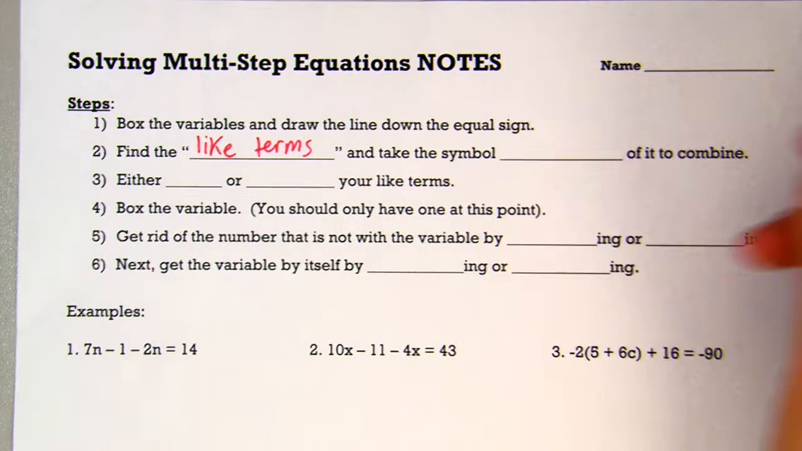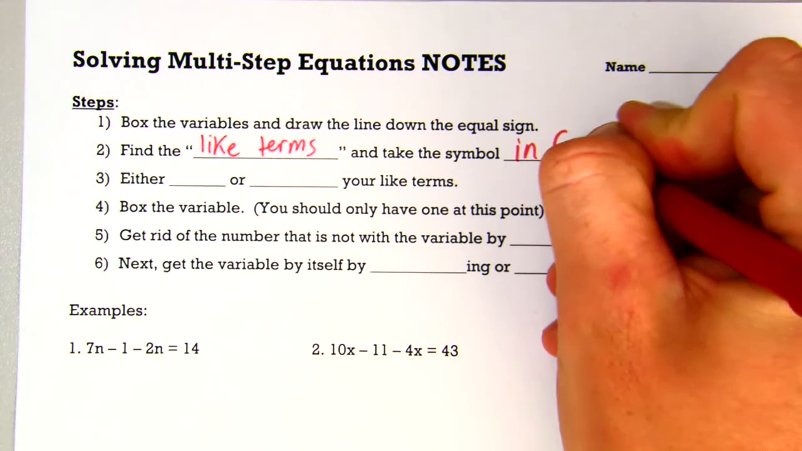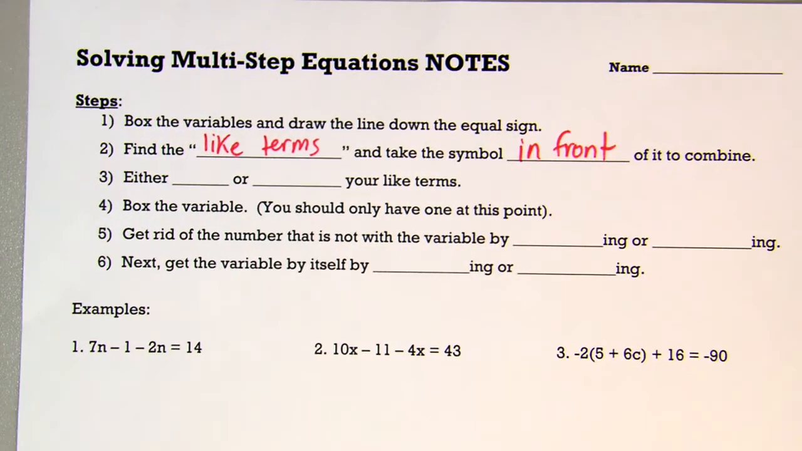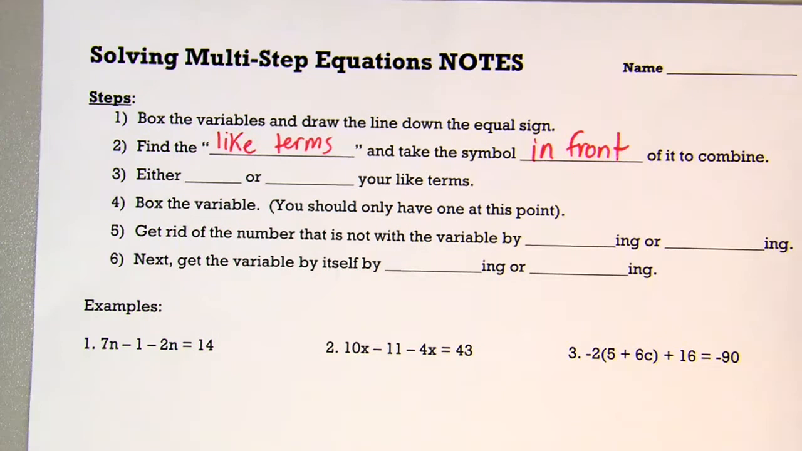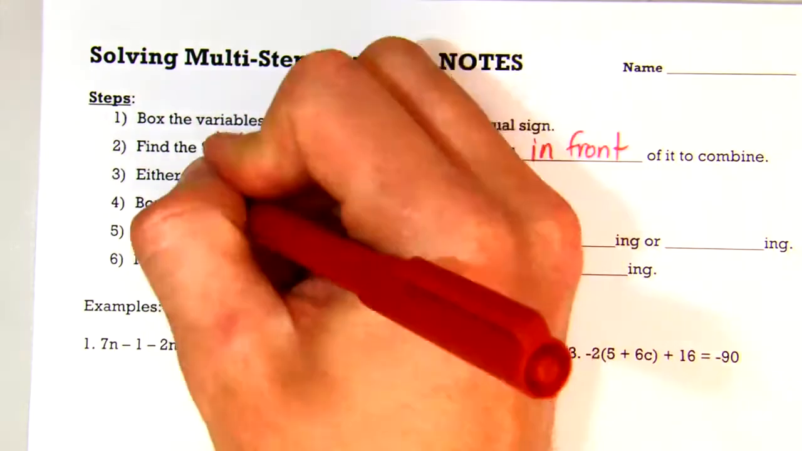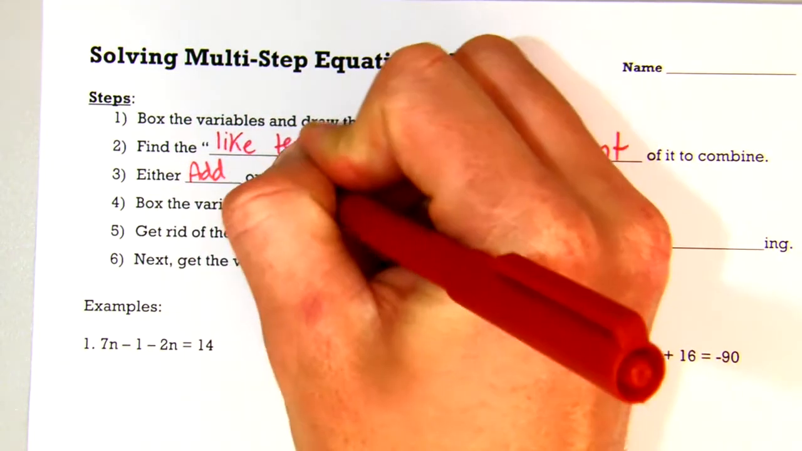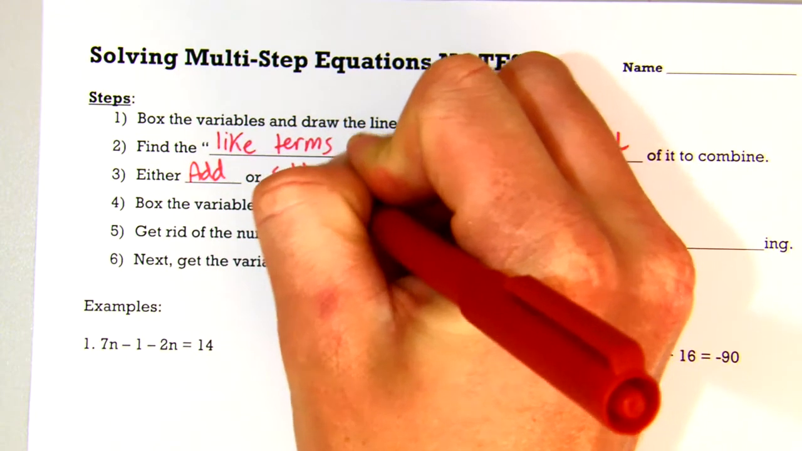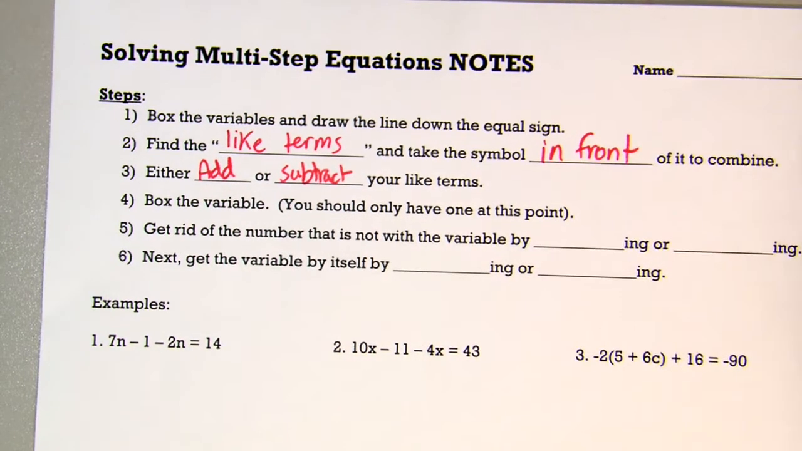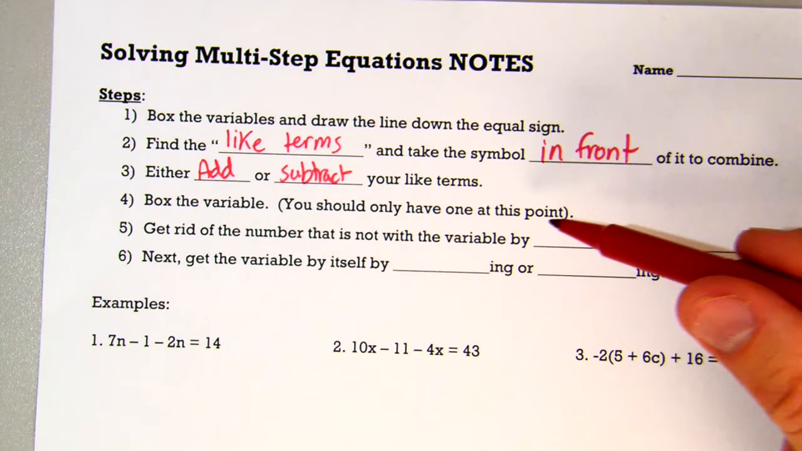And we're always going to make sure we take the symbol in front of it to combine it. So don't forget your symbols. Okay? So after you combine your like terms, you need to go ahead and either add or subtract. Okay? Alright, and then we're going to box our variable.